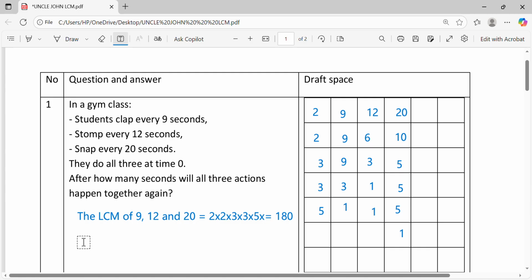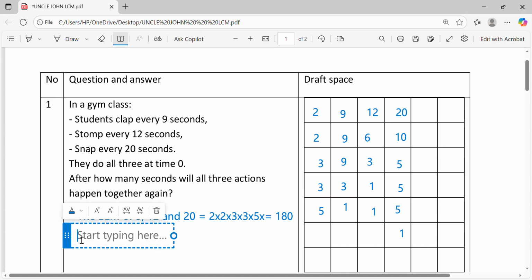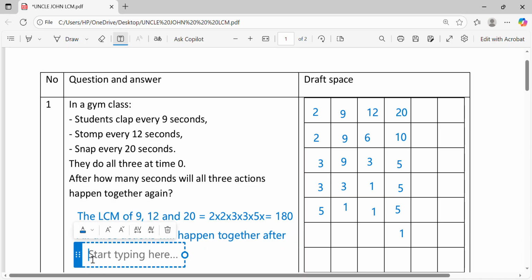Remember, this 180 stands for seconds. So you again repeat this question and say, all three actions will happen together again after 180 seconds.